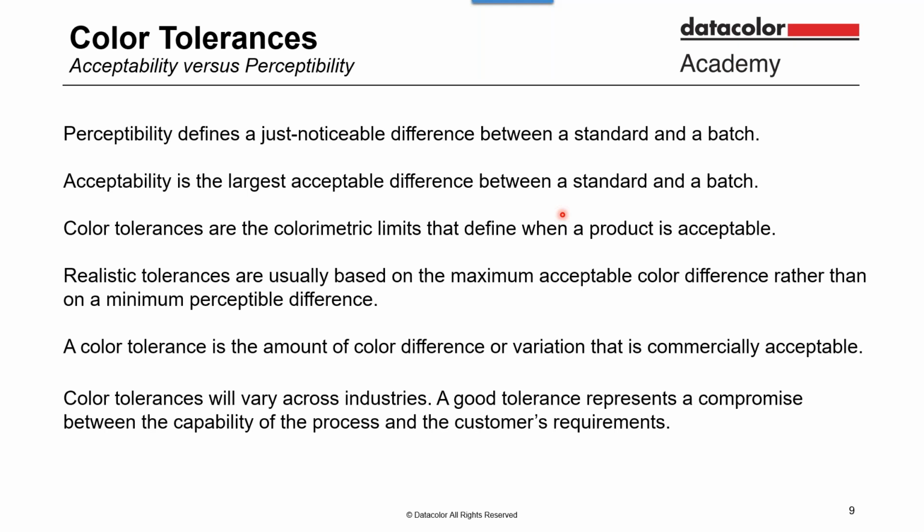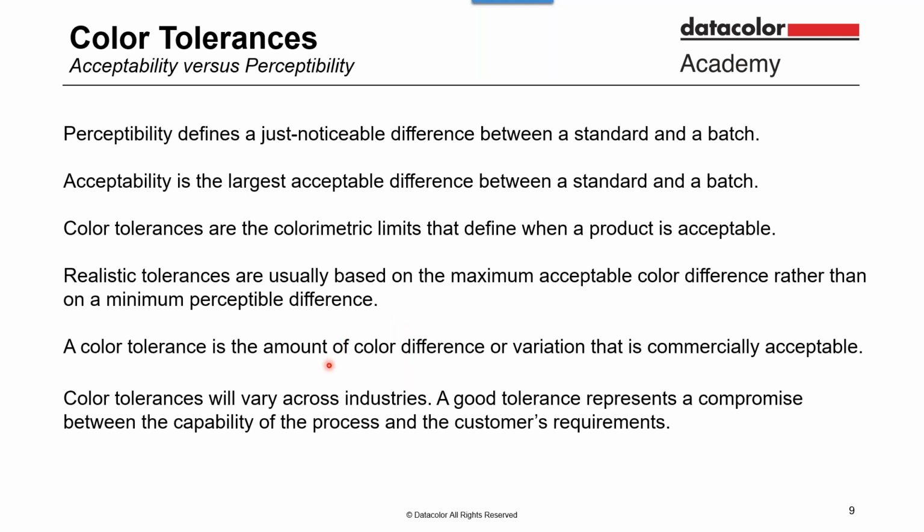Whereas acceptability is the largest acceptable difference between a standard and a batch. And a definition of color tolerances: they are the colorimetric limits that define when a product is acceptable. Realistic tolerances are usually based on the maximum acceptable color difference rather than on a minimal perceptible difference. And that's an important point. A good tolerance should be based on the maximum acceptable limit, rather than a small limit based on something that you can see a difference on.